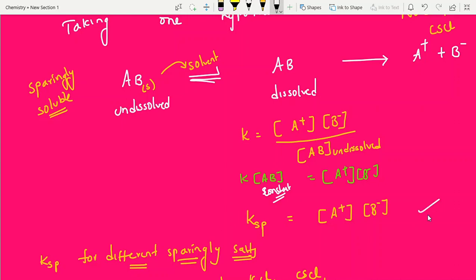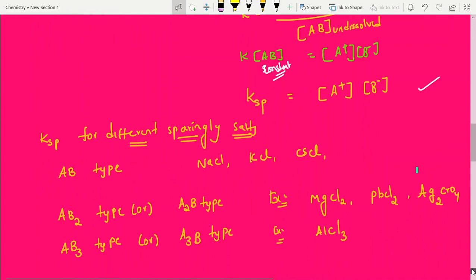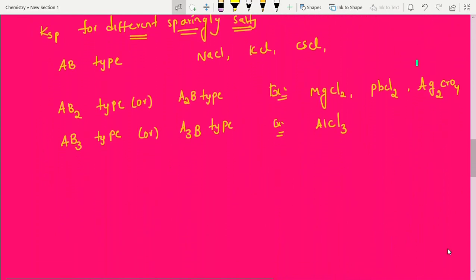Clear? And one more shortcut I am giving here. This is the concept-wise explanation. But for competitive examinations, how to solve the questions in less time? See students, I have taken different sparingly soluble salts for calculating KSP. AB type: NaCl, KCl, cesium chloride, NH4Cl like that. AB2 type, here students, important point: AB2 type or A2B type, both have the same final answer.